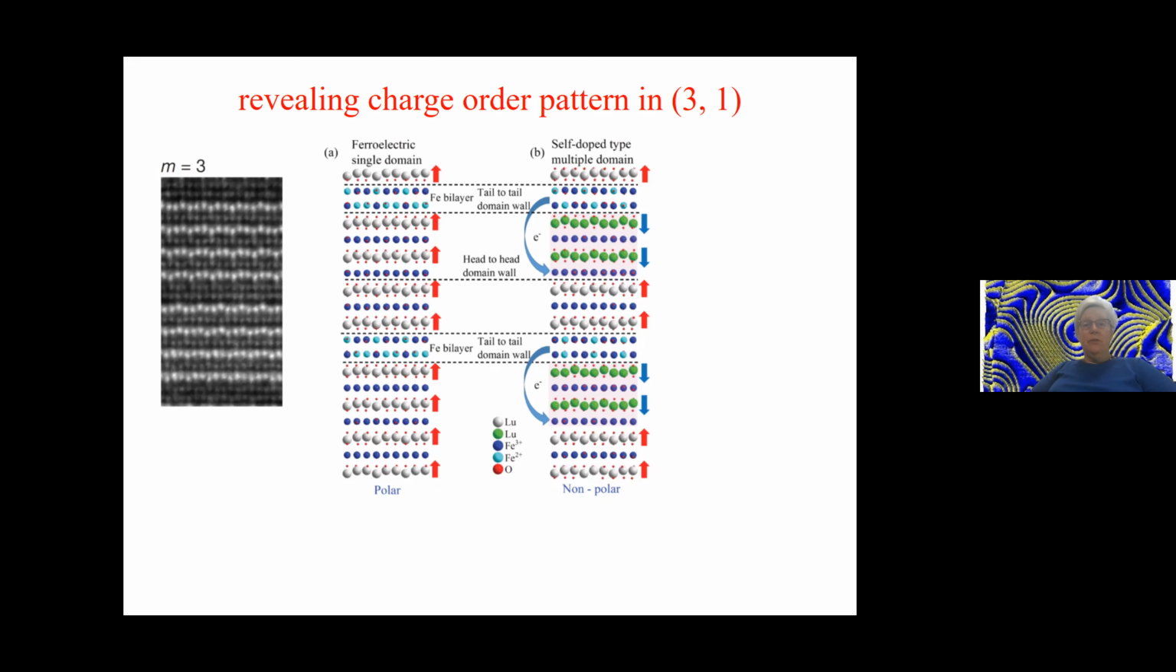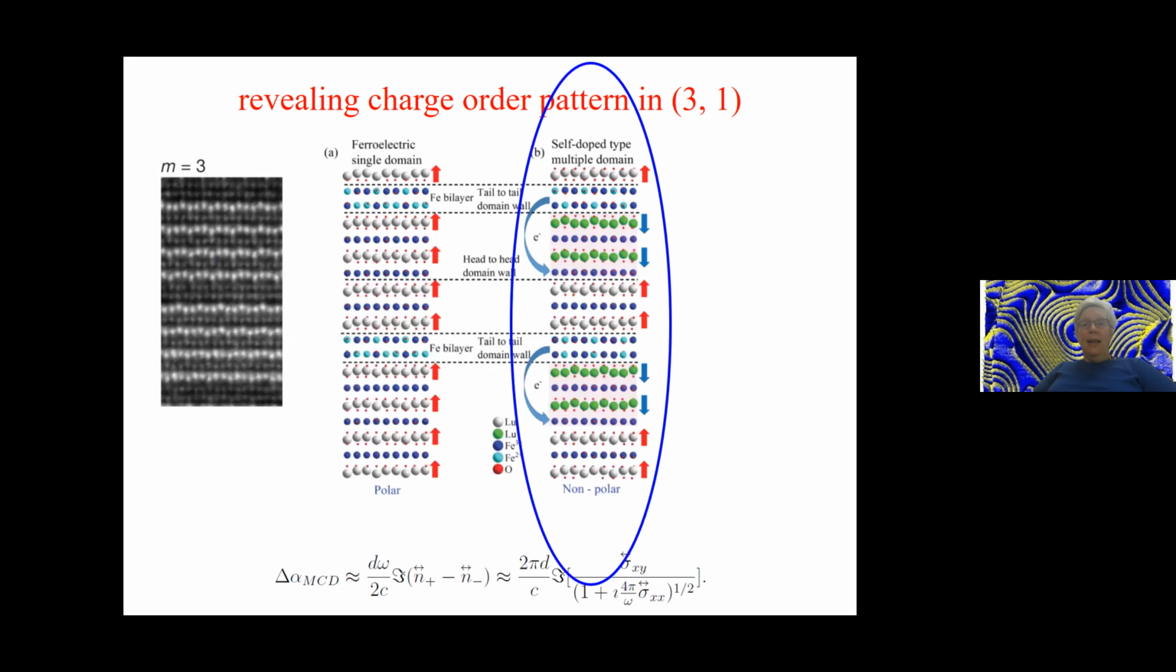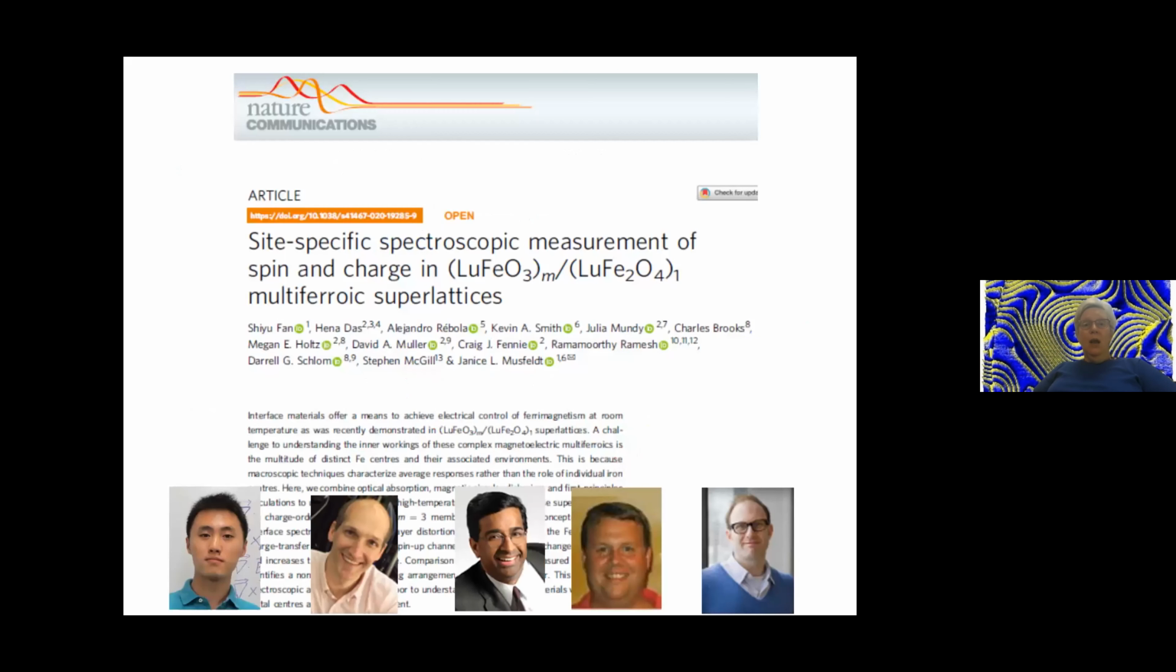So what we decided to do was to use this formula and theoretically impose certain charge ordering patterns from a more extensive list. We chose some that were low energy, and then matched them to the experimental magnetic circular dichroism. So we did that, and we could show that this non-polar charge order pattern is actually the winner. All right, so that's a project that worked out pretty well.